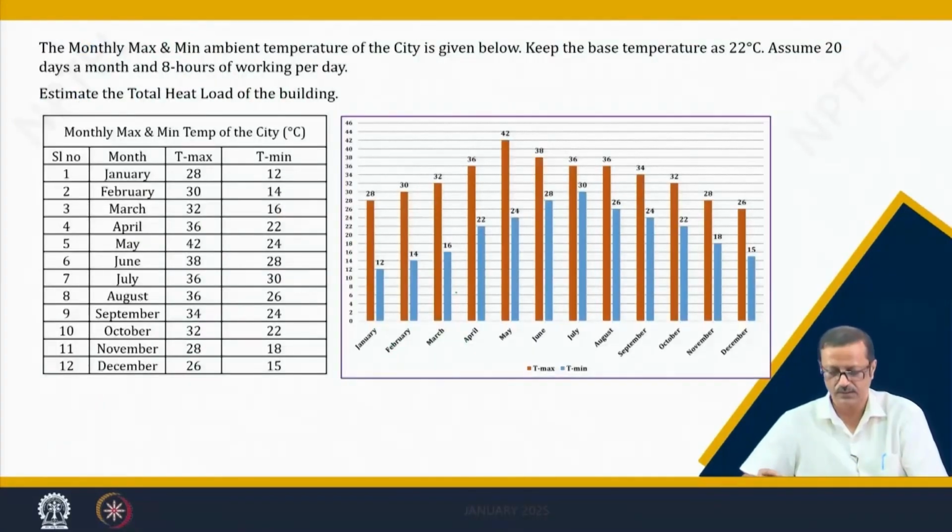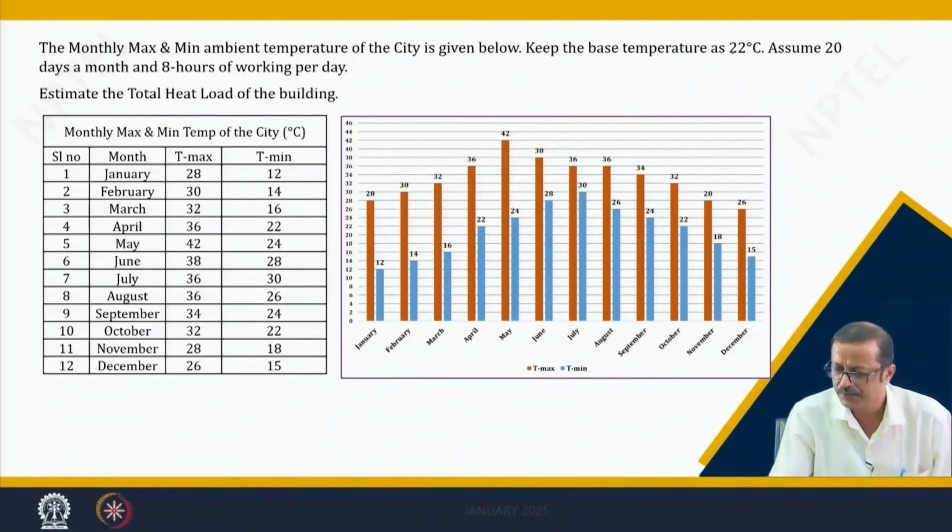So, I have calculated, and for this particular city, the T max and T mean have been given for all the months, and I have assumed the base temperature as 22 degrees C.